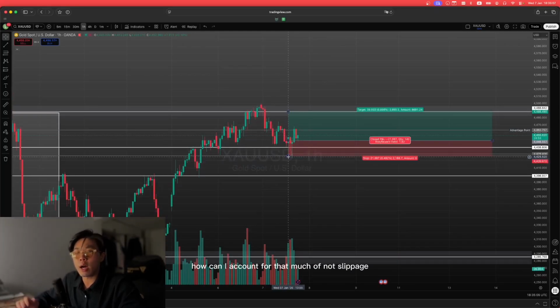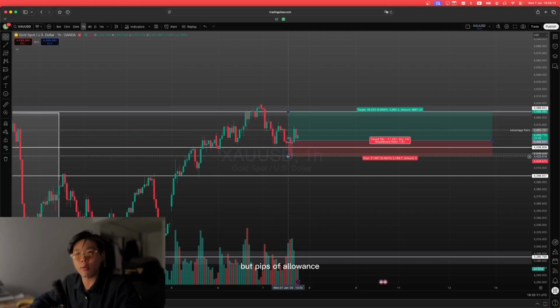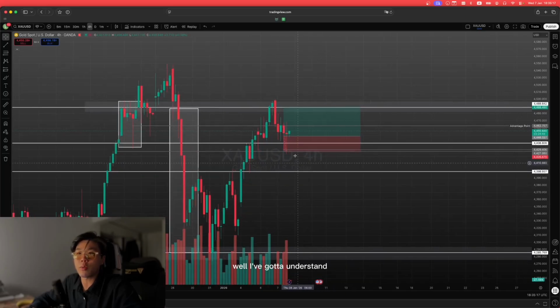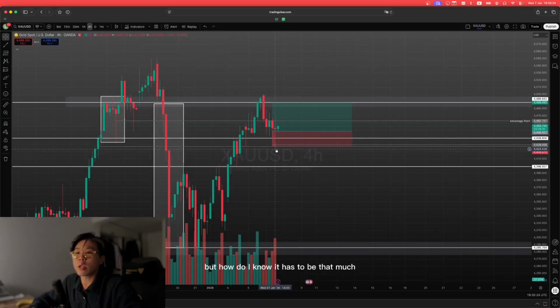So how do I know? How can I account for that many, not slippage, but pips of allowance to make sure I don't get wicked out? How do I know that? I understand that I've got to ask myself the question of, well, I've got to understand the 4-hour candle is going to re-break the lows. That was my mistake. I should have allowed for a bigger allowance. But how do I know it has to be that much?